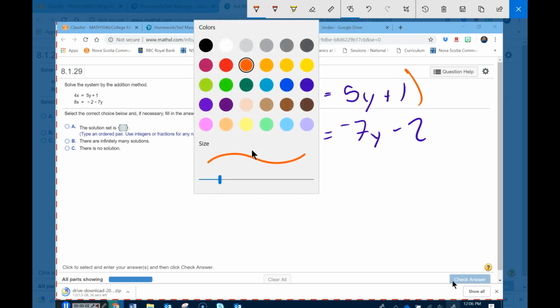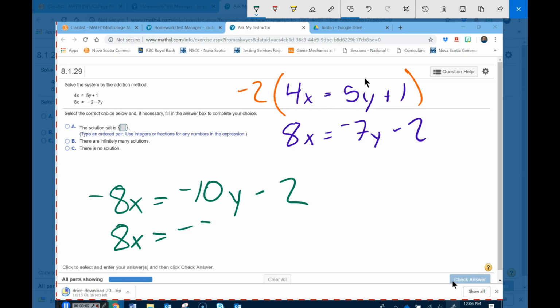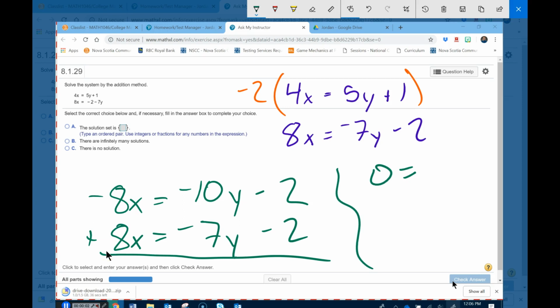Okay, so I'm going to go ahead and multiply that out. So my top equation now is going to be negative 8x equals negative 2 times 5, which is negative 10y minus 2. And we're going to combine that with our second equation, which is unchanged, 8x equals negative 7y minus 2. And then we'll just add those up, right? We're going to combine those. So negative 8 plus 8 is 0. I'll just write this over here, 0. 0 is going to equal negative 17y minus 4. Okay, and then we'll just do some order of operations.